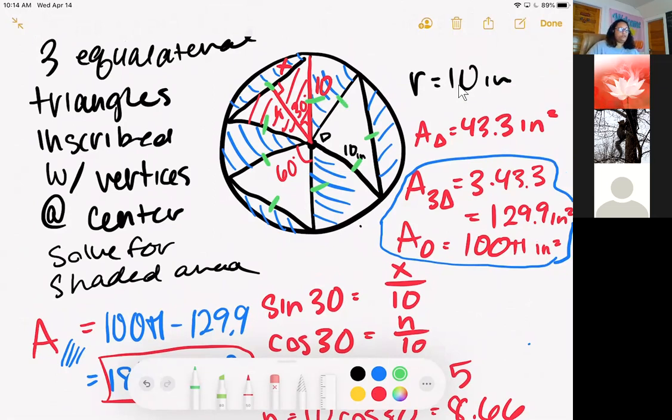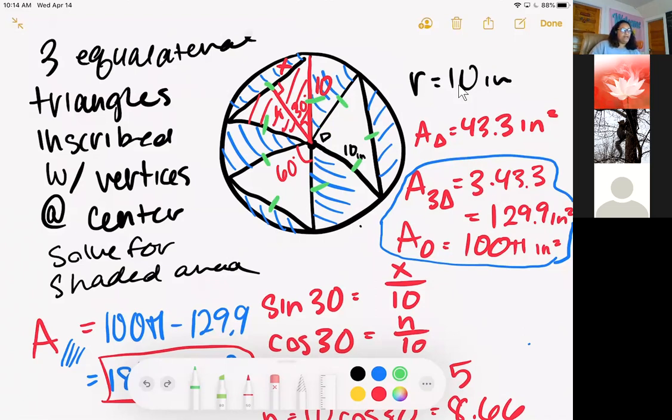Any other questions? But that's a good point. If I had one triangle with 60 degrees and one triangle with 70 degrees, you couldn't do that multiplied by 3 thing. You'd have to do them separately. But since they're all equilateral and inscribed in a circle with vertices at the center, they're all congruent. Okay, other questions?